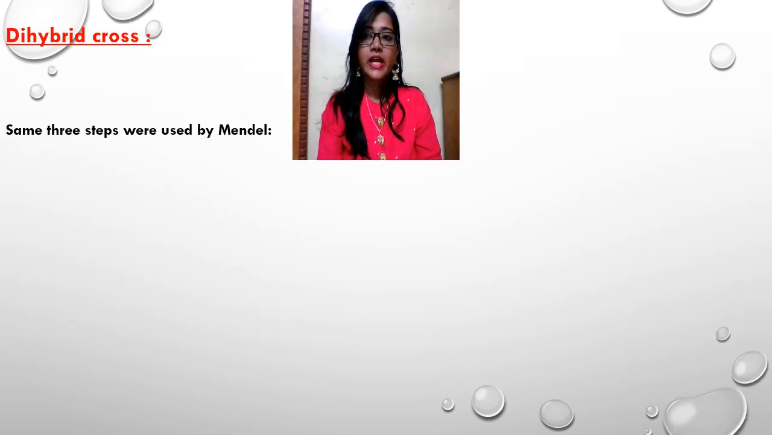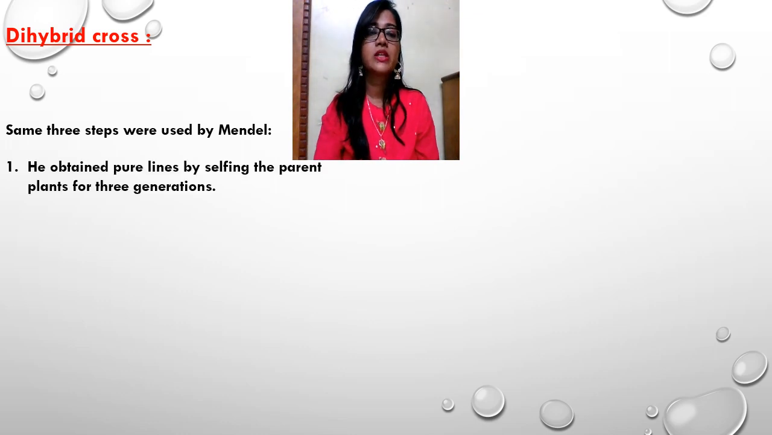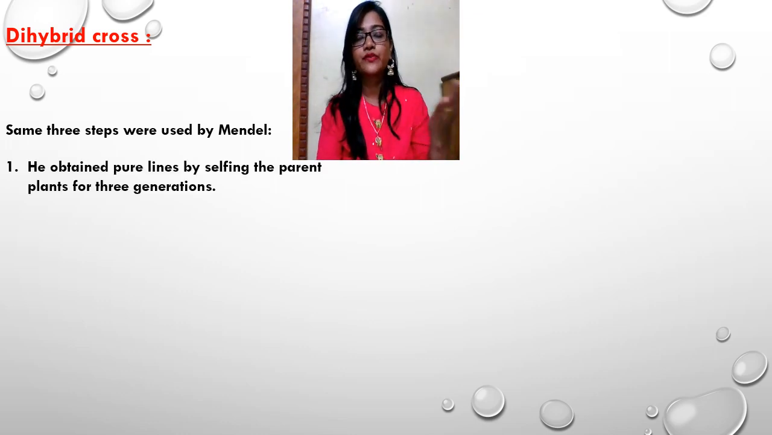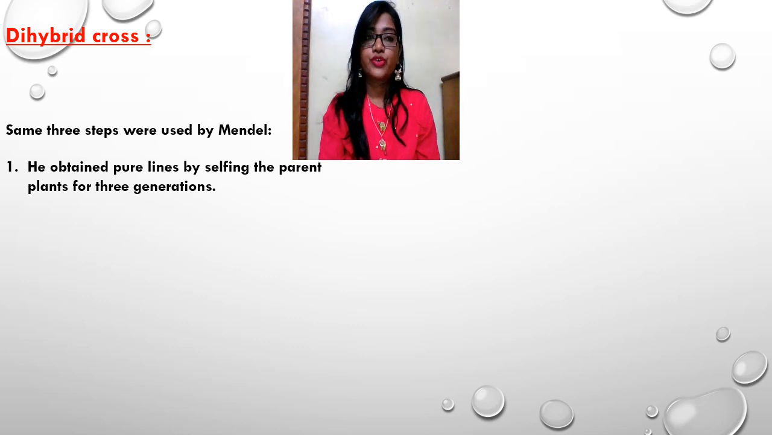In the next slide, the dihybrid cross. In that experiment, Mendel followed the same steps which he followed in the monohybrid cross. These three steps are: he obtained pure lines by selfing the parent plants for 3 generations.